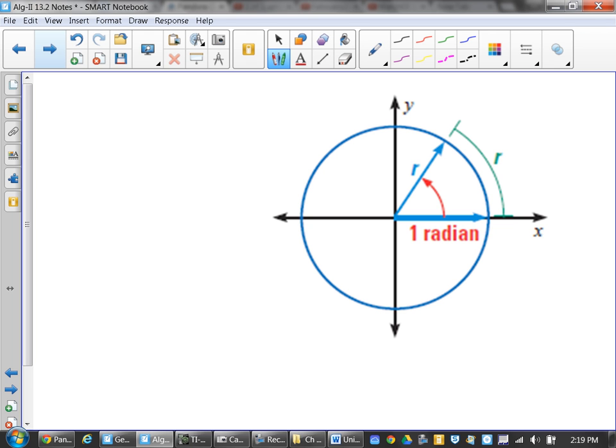Now, how do you find the circumference of a circle? 2 pi times your r. So your radius just makes the circumference get larger or smaller depending on what the radius is. But it always has that constant value of 2 pi with it. Do you agree?